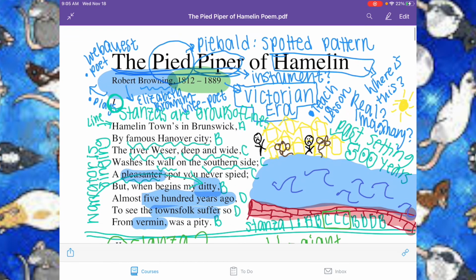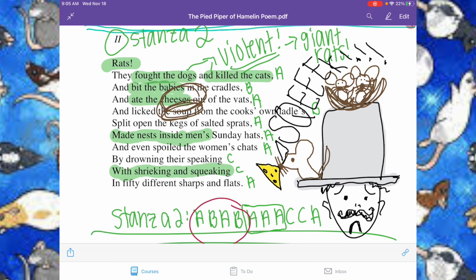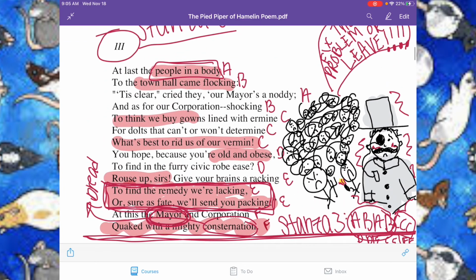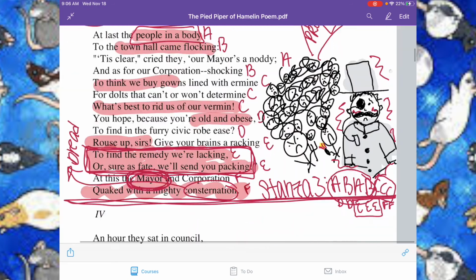So quick recap. We've got a beautiful town, the town of Hamelin. Our setting is taking place in the past, 500 years ago. The townspeople are upset. They're suffering from a rat problem. It's not a small rat problem, it's a huge rat problem. They're eating their food, they're fighting their dogs, they're killing their cats, they're making nests inside their clothing, they're everywhere. And so finally, the mob of townsfolk get fed up, and they flood the town hall, and they go to the mayor, and they threaten him: either fix our rat problem or we're kicking you out, mayor. And the mayor is nervous.